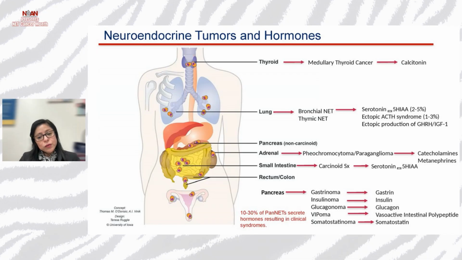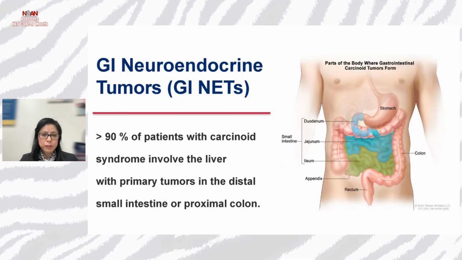Most of the neuroendocrine tumors, for example in the pancreas, are non-functional, meaning they don't produce hormones, but 30% may produce very specific hormones. As we can see here, depending on what cell is affected within the pancreas, they can produce very specific hormones that produce very specific signs and symptoms. And we're going to discuss more about that.